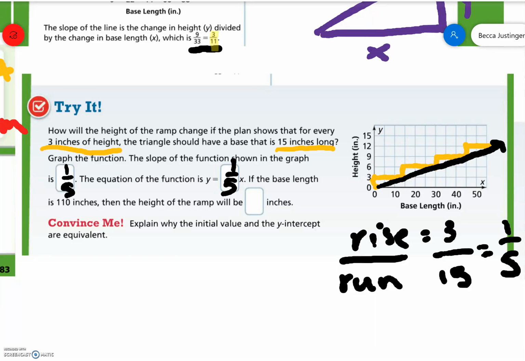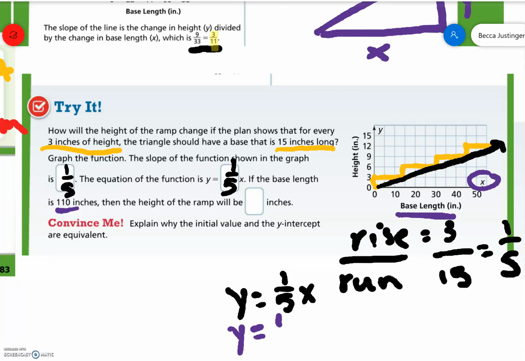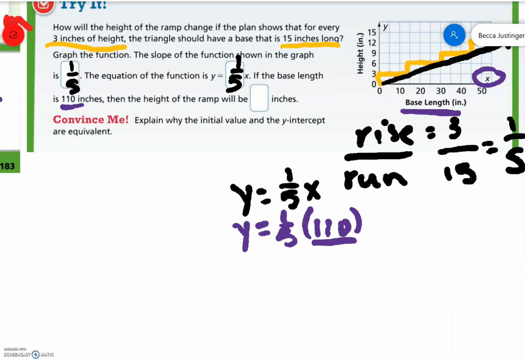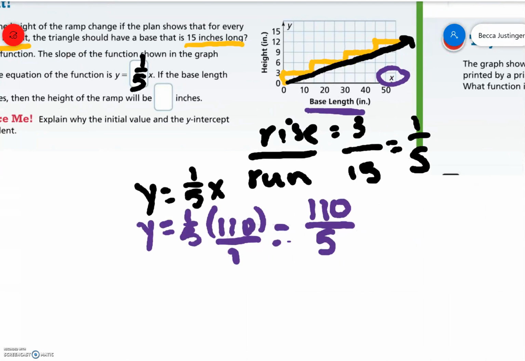If the base length is 110 inches, okay, so I'm going to rewrite my equation. y equals 1 over 5 x. The base length is on the x-axis. So if my base length is 110, I'm going to substitute in 110 for x. I can put 110 over 1, multiply straight across. 110 divided by 5 is going to give us 22.